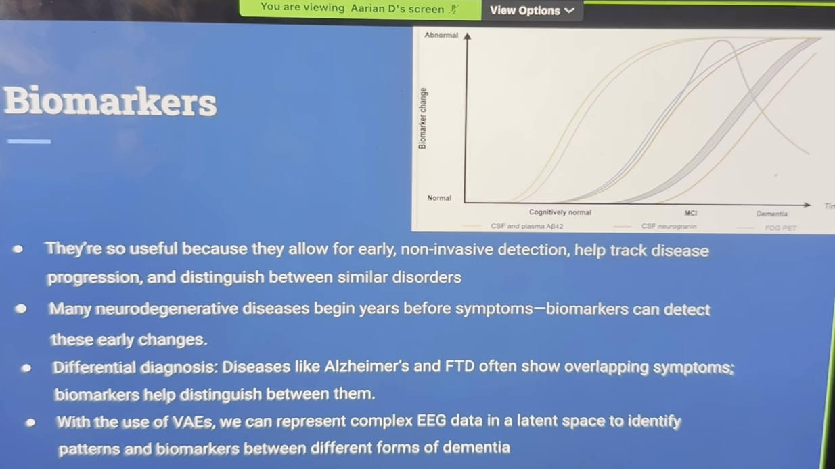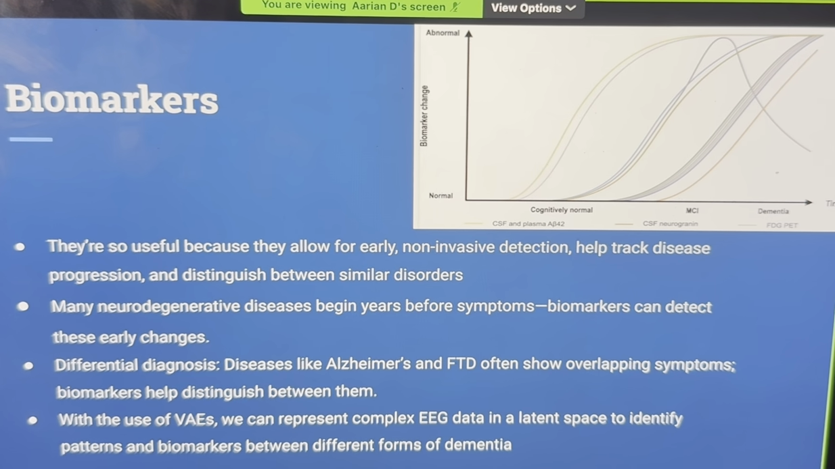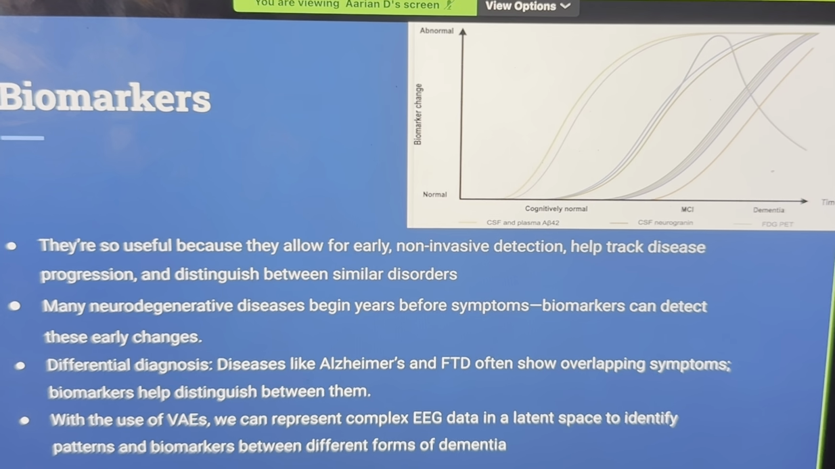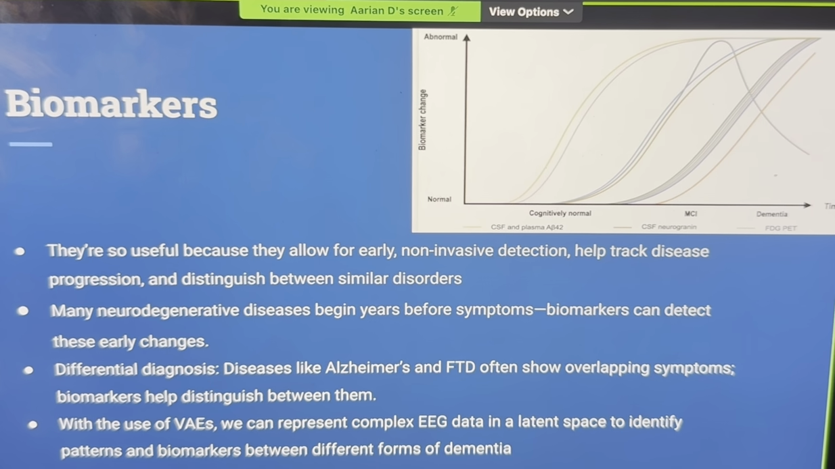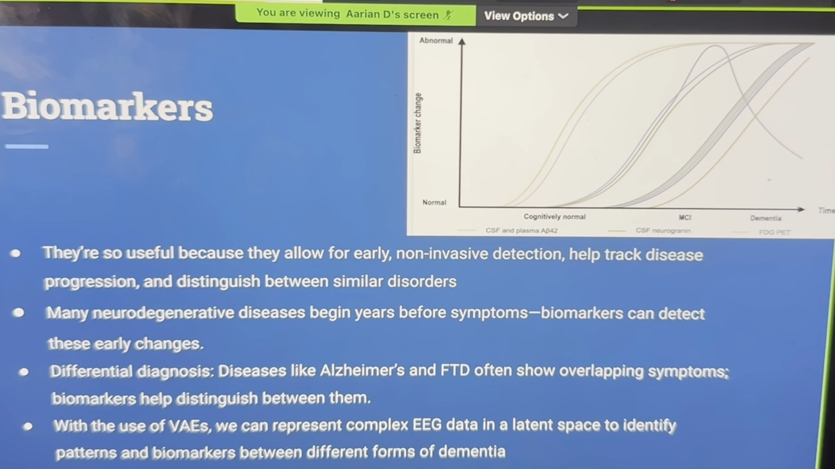I think you're talking about the Apo Epsilon 4 gene. Yes, absolutely. That increases the chances by 4 times. And if you have it from both the parents, then it increases it to 12 times. Yeah, that is correct.